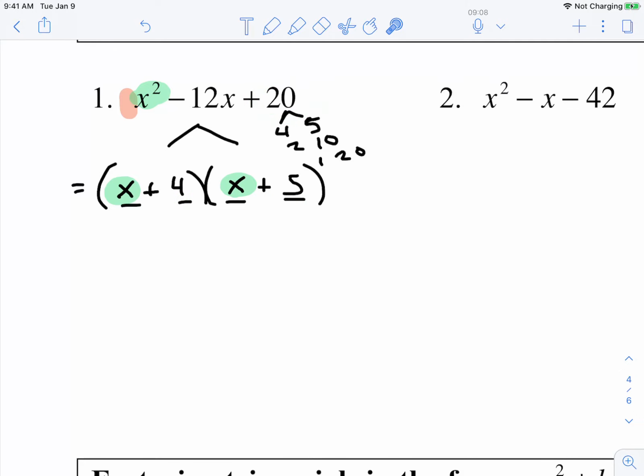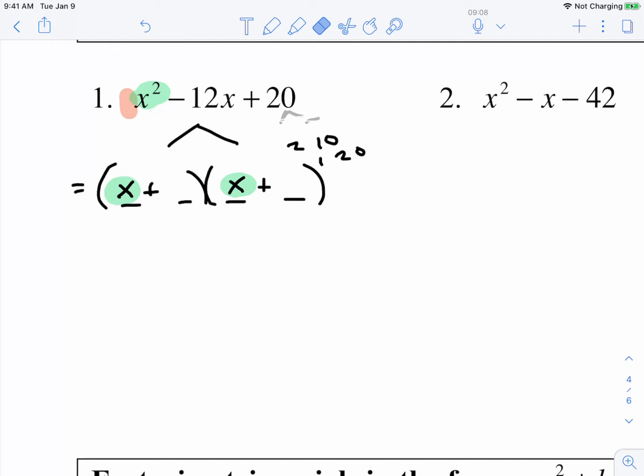So now I'm going to try and get this negative 12. I do a 4 times x and an x times 5, and when I add those, I get 9x. But what I was really hoping to get was a negative 12x. So we go back to the drawing board. Those were the wrong choices.